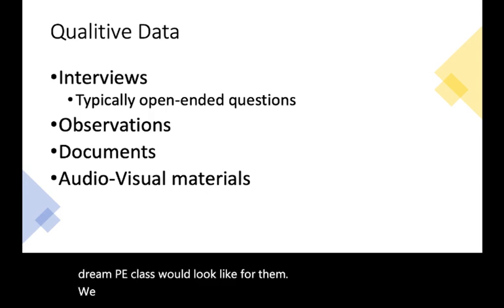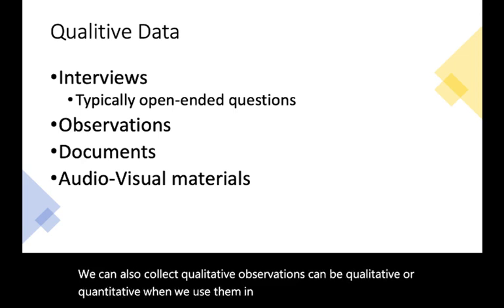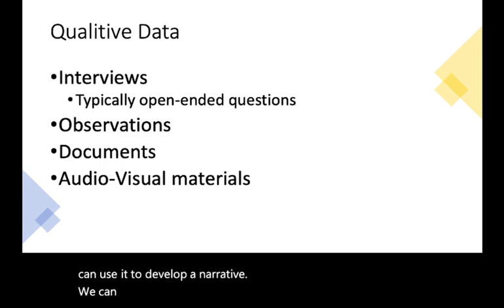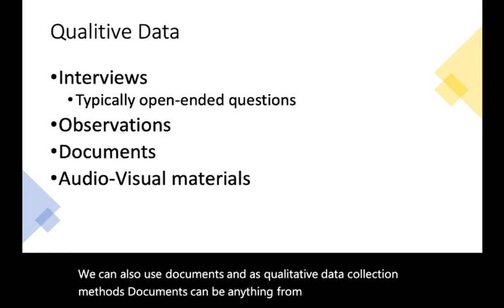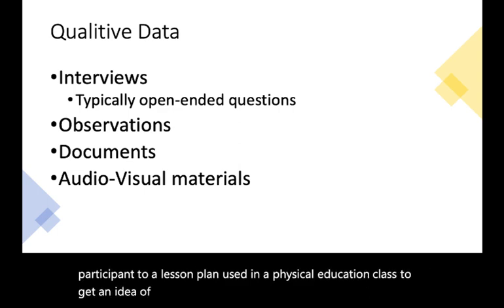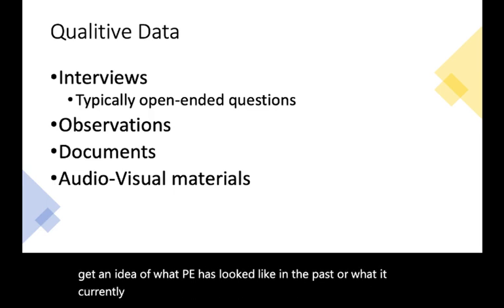We can also collect qualitative observations. Observations can be qualitative or quantitative. When we use them in the qualitative sense, this typically consists of some kind of note taking, and we can use it to develop a narrative. We can also use documents as qualitative data collection methods. Documents can be anything from a diary filled out by the participant to a lesson plan used in a physical education class to get an idea of what PE has looked like in the past, or what it currently looks like, or where the teacher wants to go with their PE program.